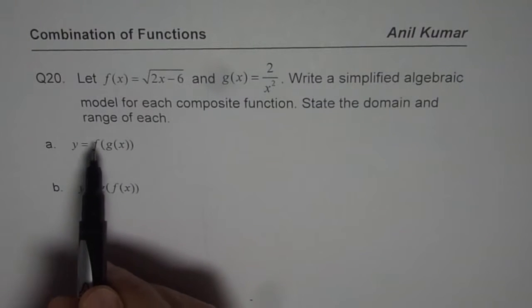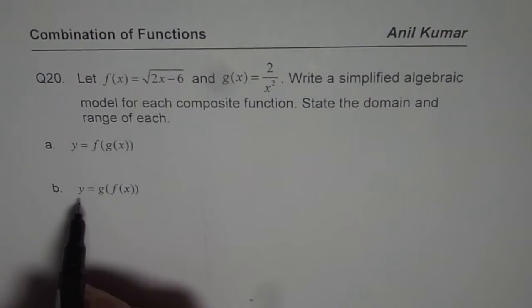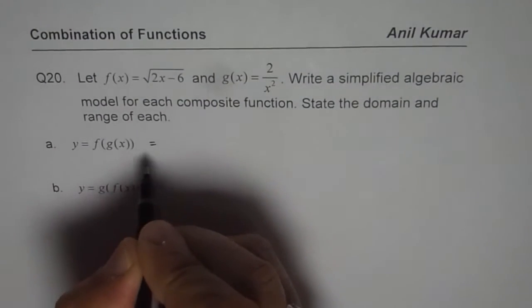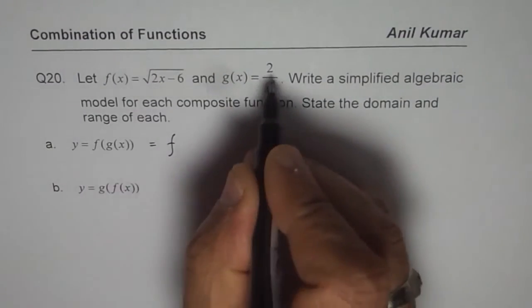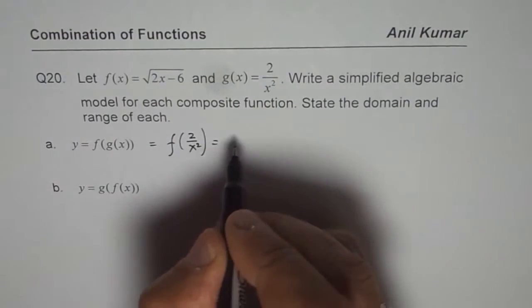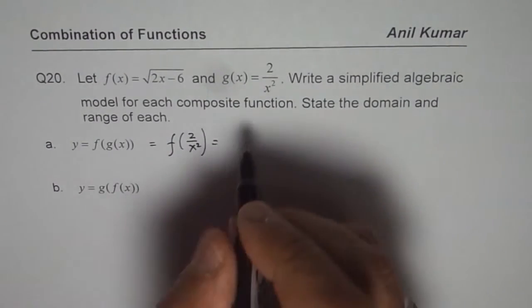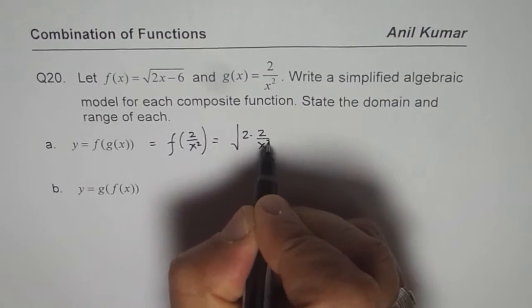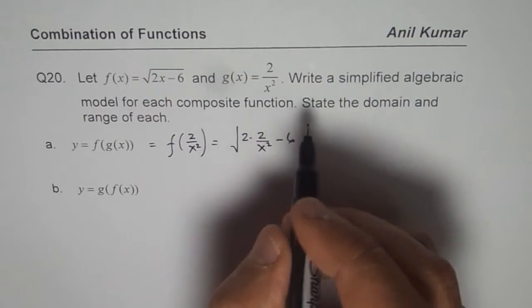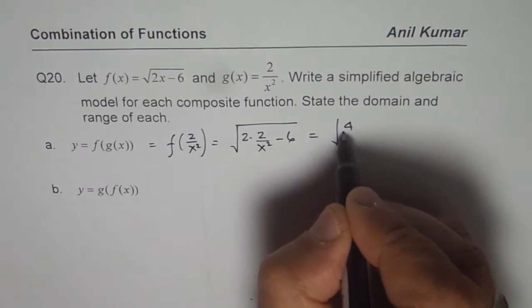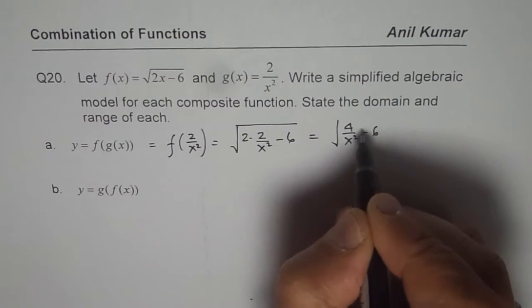First one is y equals f of g of x. The second one is y equals g of f of x. You can pause the video, answer the question, and then look into my suggestion, right? So first one we could do as f of g of x, where g is 2 over x squared, correct? So we replace x with 2 over x squared, so we get square root of 2 times 2 over x squared minus 6, and that is square root of 4 over x squared minus 6, right?